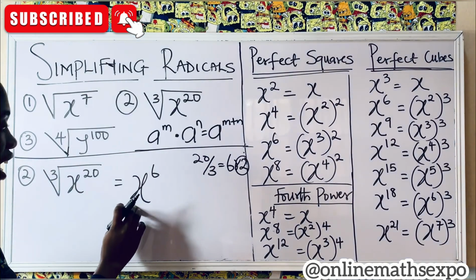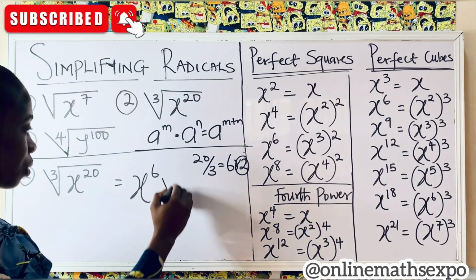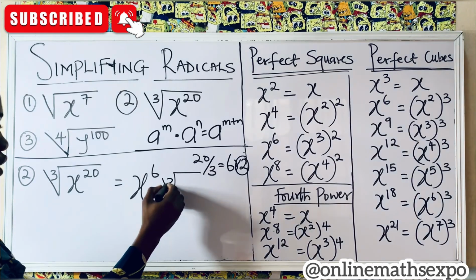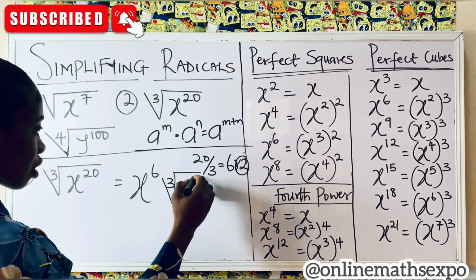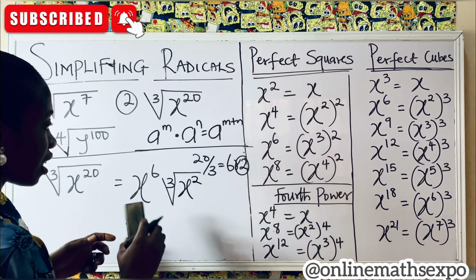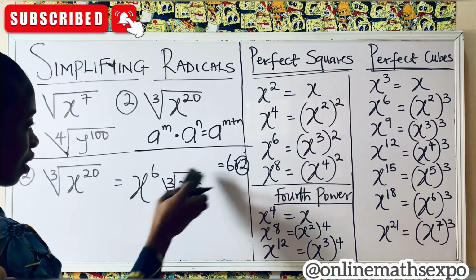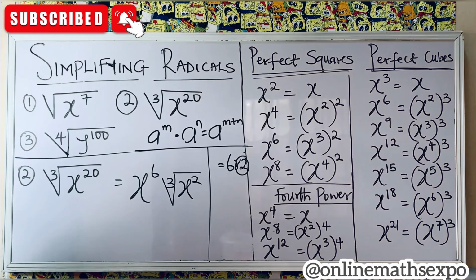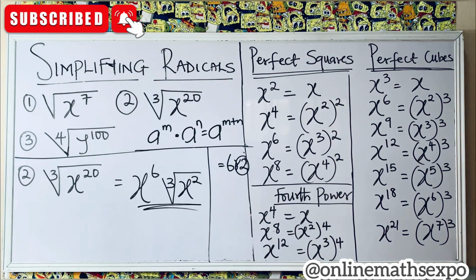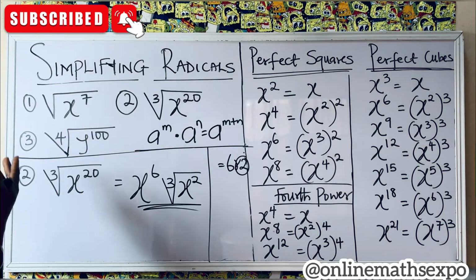So we're going to have x to the 6th. Then we have cube root of x to the power of 2. And that gives us your answer. I hope this was well understood. So this is your answer for this number 2. Now let's quickly go into number 3.